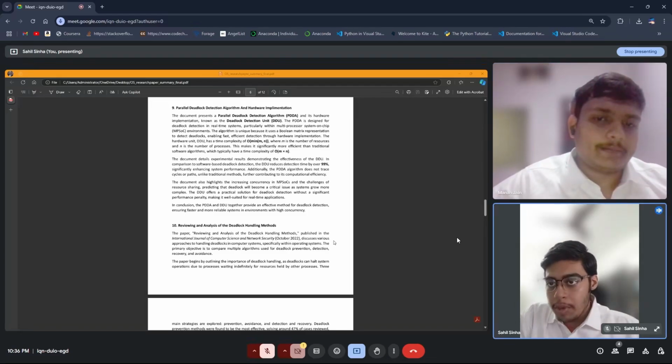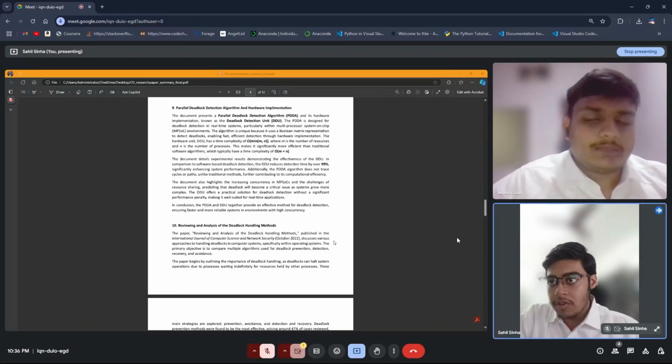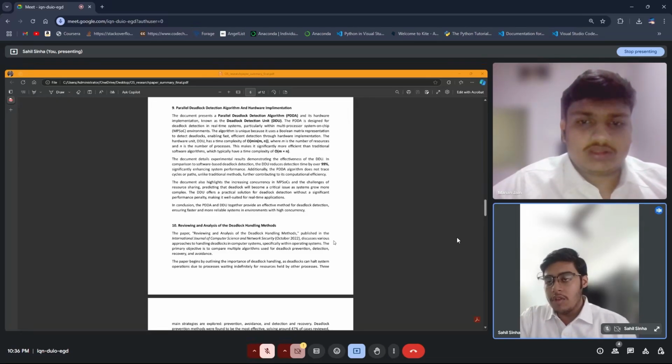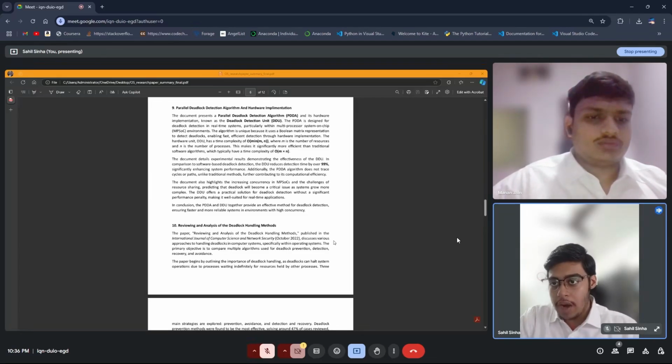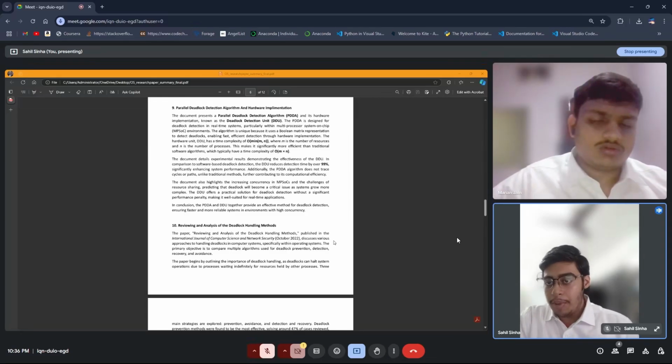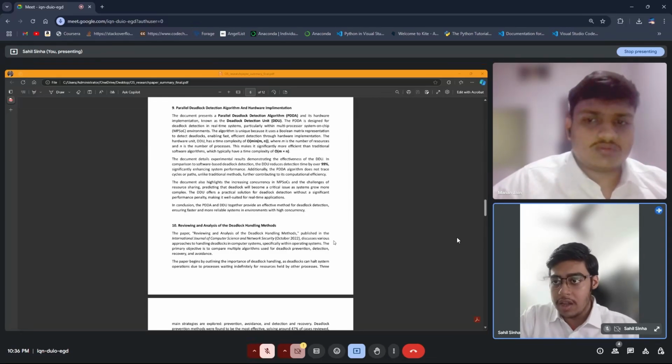The 10th research paper, titled Reviewing and Analysis of the Deadlock Handling Methods, was published in the International Journal of Computer Science and Network Security in October 2022. It focuses on various approaches to handling deadlocks, specifically within operating systems, comparing multiple algorithms for prevention, detection, recovery, and avoidance. The paper highlights the significance of deadlock handling, noting that deadlocks can halt system operations as processes wait indefinitely for resources held by others.